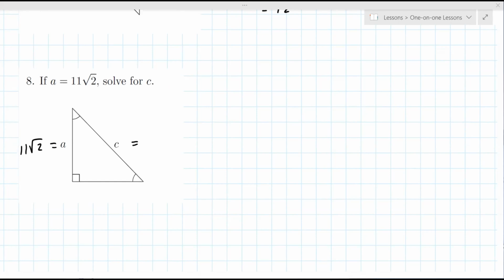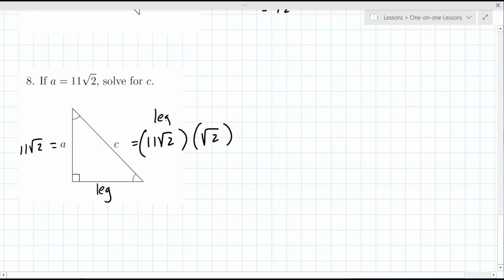Can you repeat the last thing you said? Sorry. Yeah, you take the value of the leg, which is 11 square root 2, and then you multiply it by the square root of 2. You take the leg, which is this value, and you multiply it by the square root of 2. So from the previous problem, you should see that this is 11 times the square root of 4. And since the square root of 4 equals 2, this is 11 times 2, or 22 total.